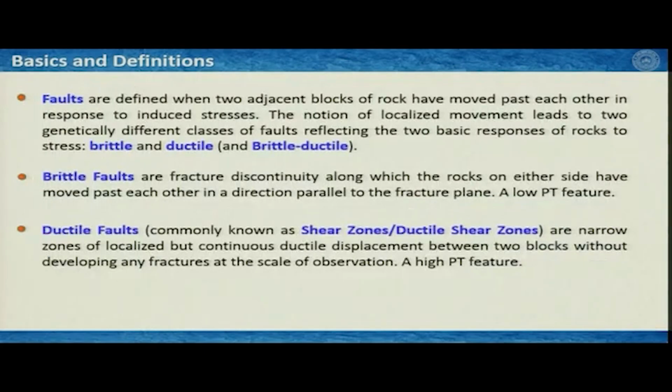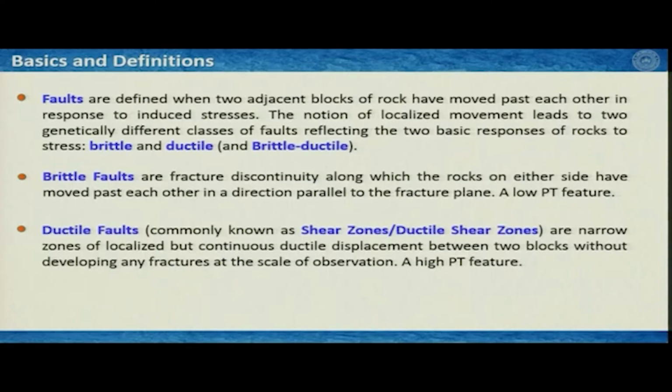So, faults are defined when two adjacent blocks of rock have moved past each other in response to induced stresses. Now, the notion of localized movement leads to the two genetically different classes of faults reflecting the two basic responses of rocks to the stress. One is brittle and another is ductile, and whatever stays in between is brittle-ductile.